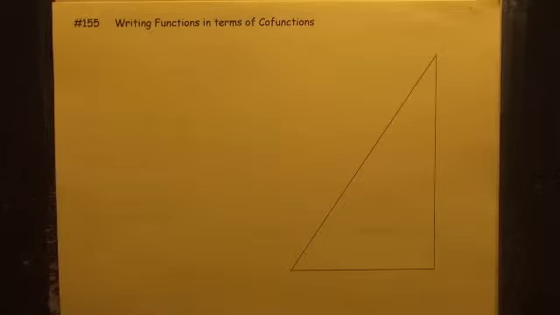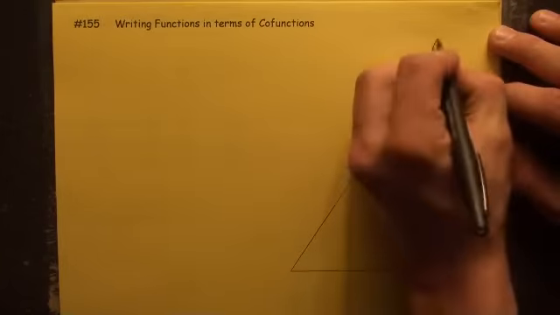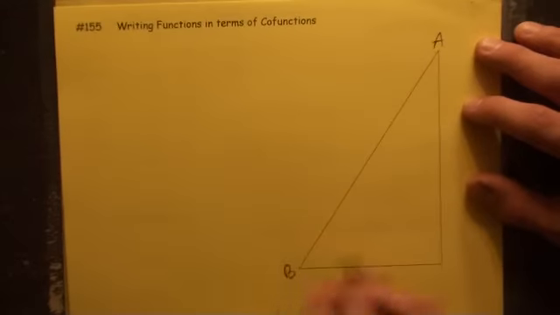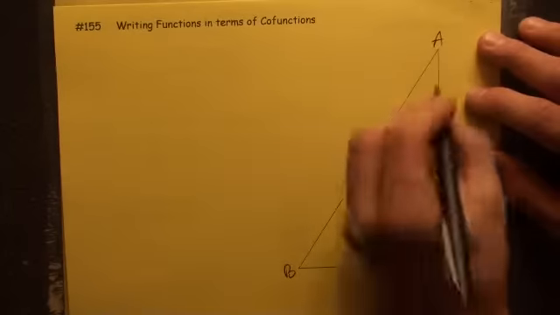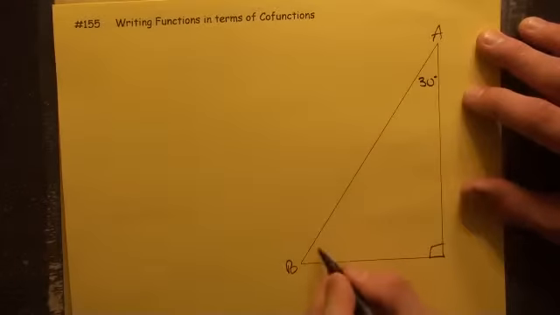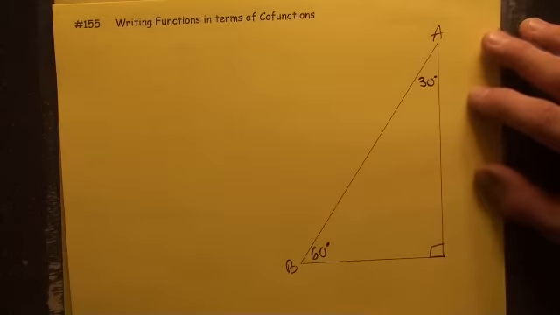Number 155, writing functions in terms of cofunctions. Let's explore. Let's call this angle A. Let's call this angle B. And let's go through a typical triangle that we should have learned in geometry called the 30-60 right triangle.